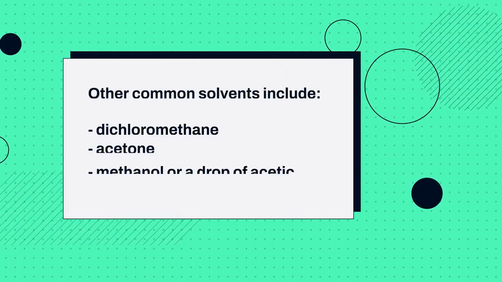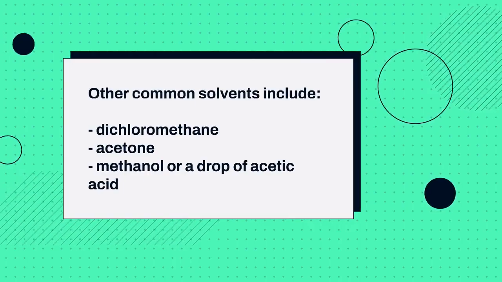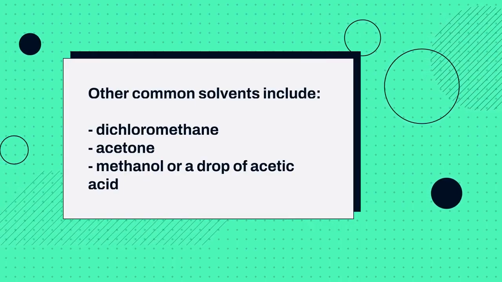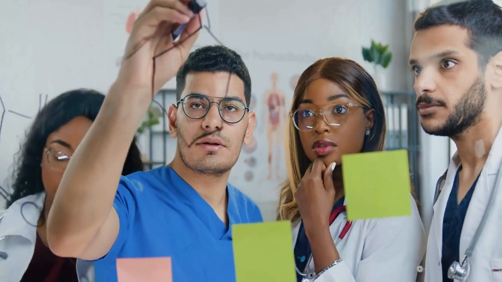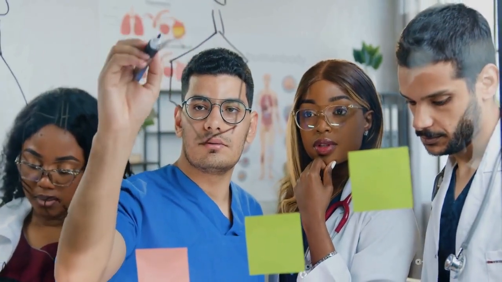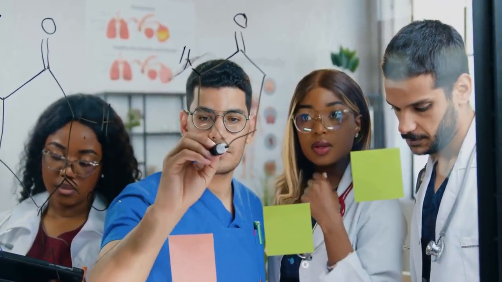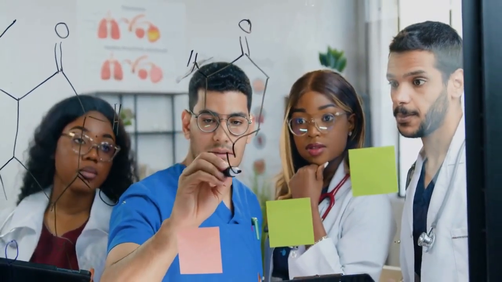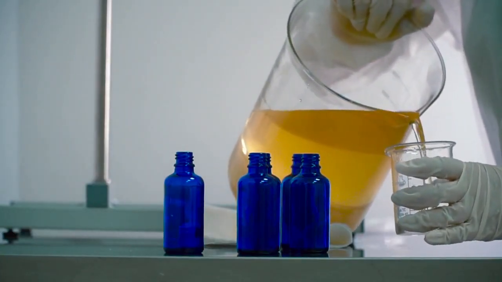Other common solvents include dichloromethane, acetone, and for very polar compounds, a small amount of methanol or even a drop of acetic acid might be added to the mixture. So, the solvent used in TLC is not one thing, it's a precisely adjusted mixture, a recipe developed by the chemist to perfectly separate the specific components of their sample. It's a process of trial, observation, and adjustment.